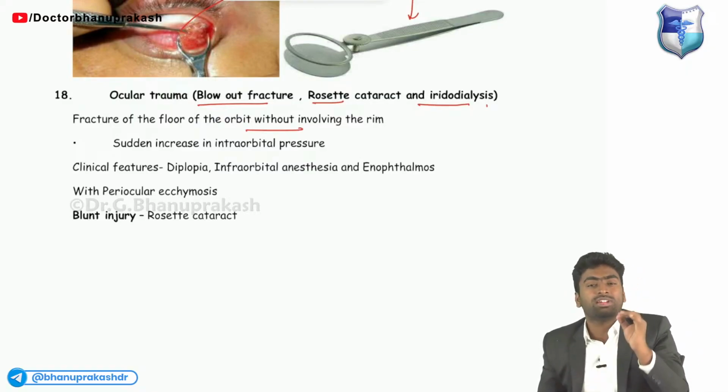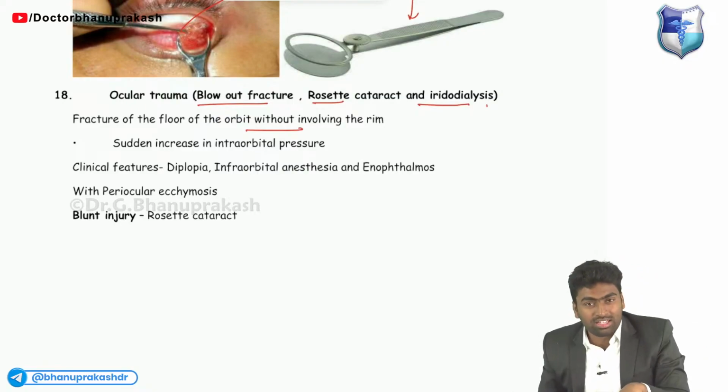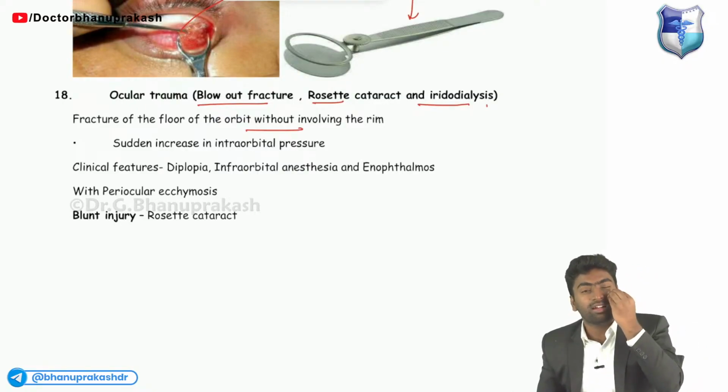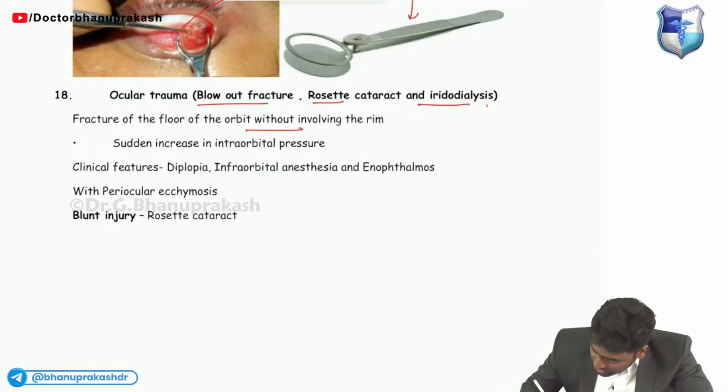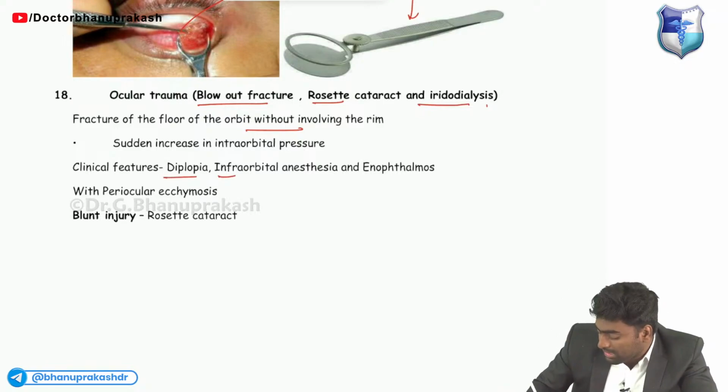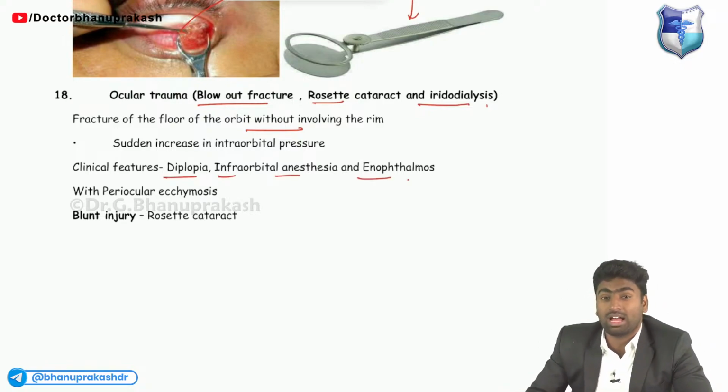So there will be diplopia. Sometimes it will involve the nerve too, so it will lead to anesthesia over the region. Also, once the eyeball content is going down, the eyeball will look like it went inside. So it will present with three cardinal features. They are known as diplopia, infraorbital anesthesia, and enophthalmos.